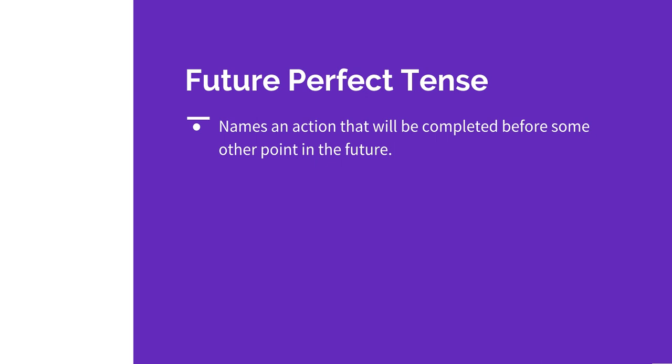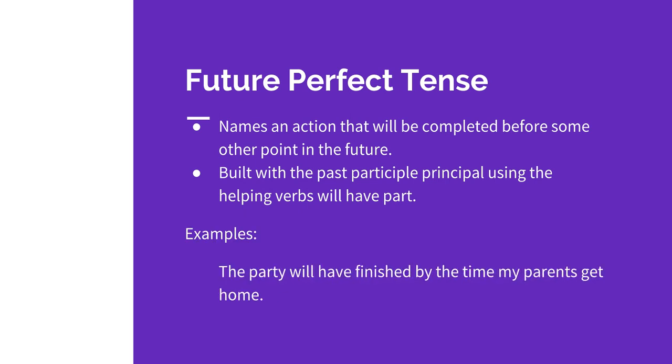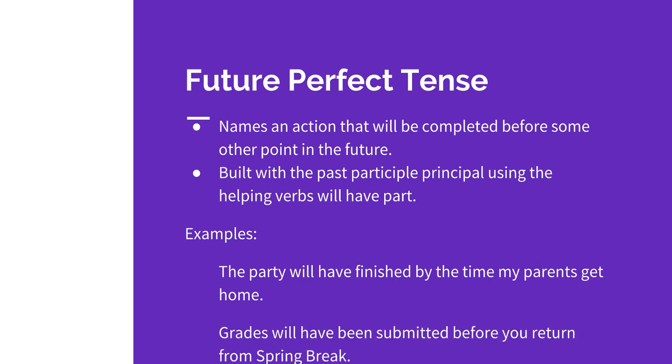And then future perfect tense names an action that will be completed before some point in the future. We still use the past participle, but now we're going to use the helping verbs will have. So, the party will have finished by the time my parents get home. Obviously, the parents aren't home yet, but the party will be finished by then. Grades will have been submitted before you return from spring break. The grades haven't been submitted yet, but they will be by this point. That hasn't happened.